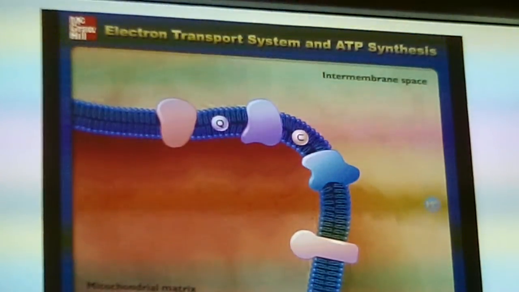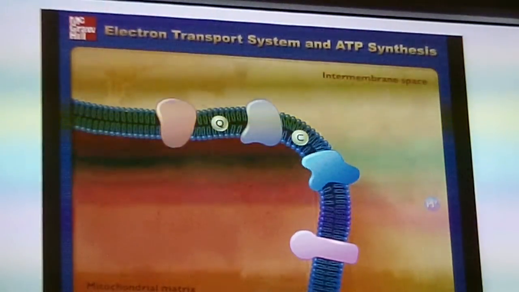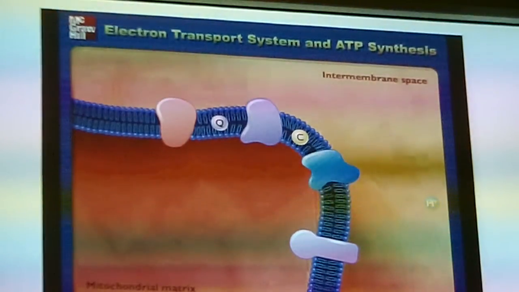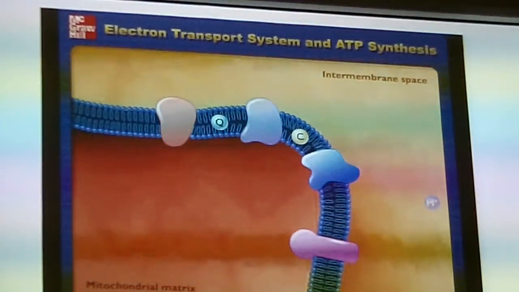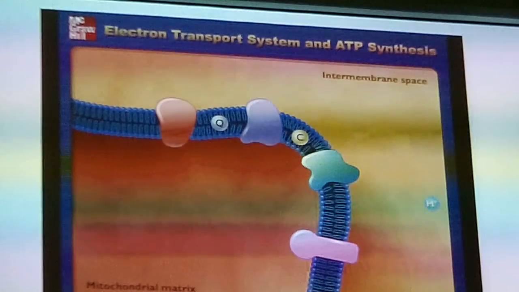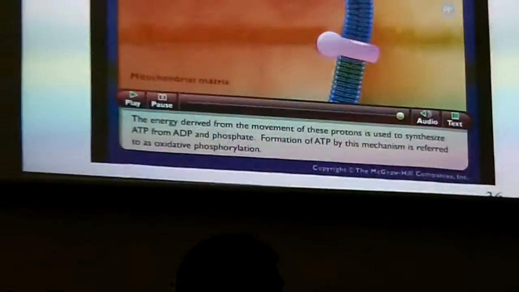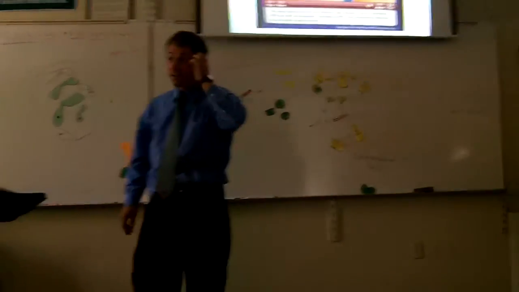Yes, that's another word for it, oxidative phosphorylation. That's chemiosmosis at work. Oxidative phosphorylation is when you put the phosphate onto the ATP during this process.